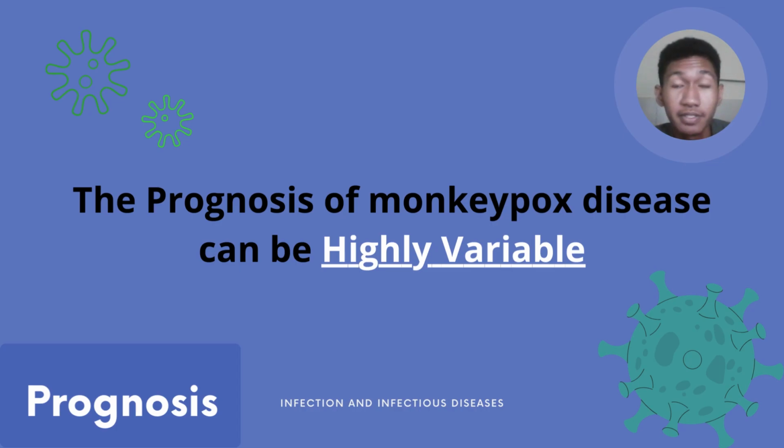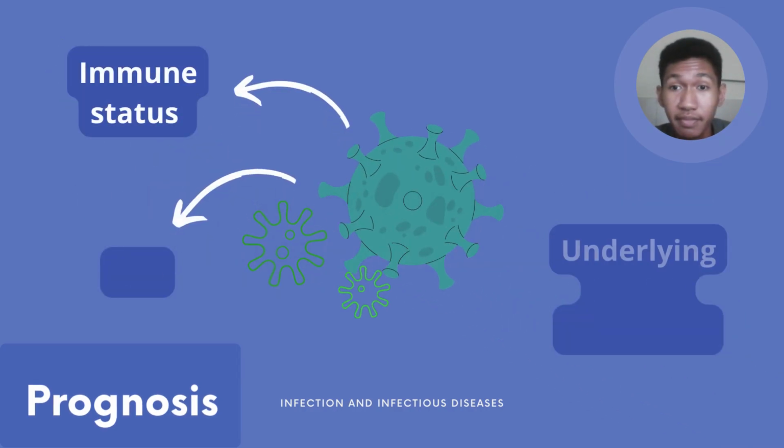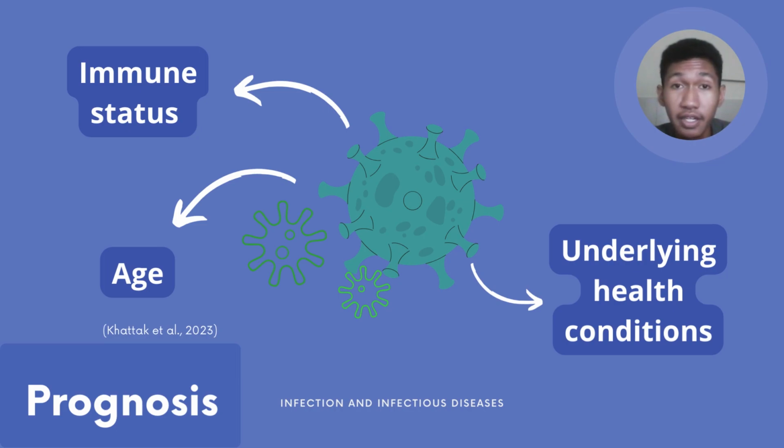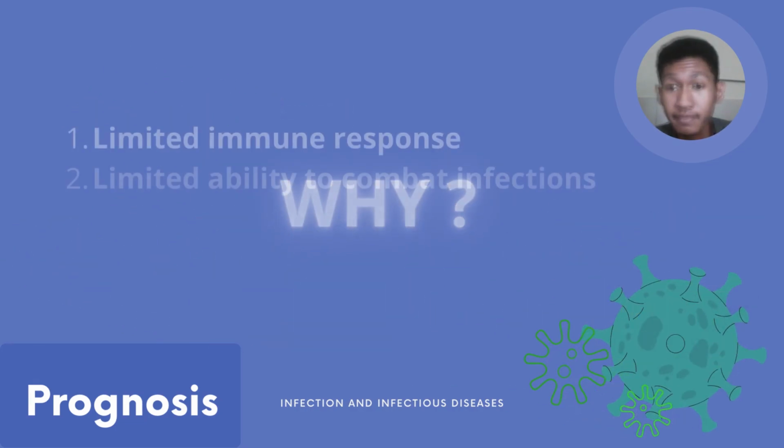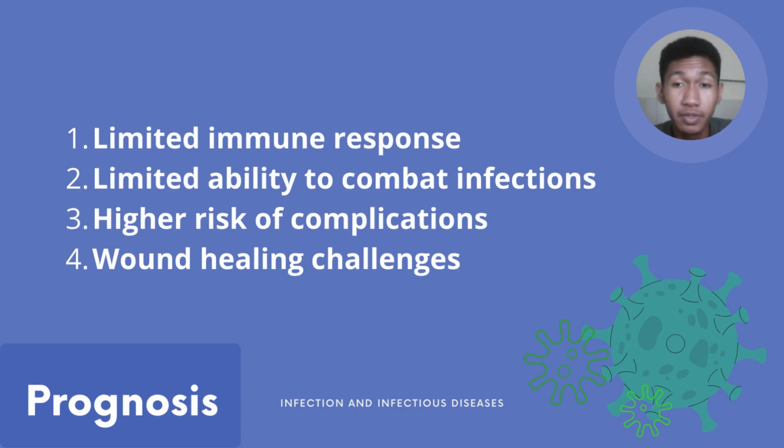The prognosis of monkeypox disease can be highly variable because there are several factors that differentiate the prognosis. These include underlying health condition and immune status. People with problems with immune status, such as immunocompromised individuals, like people with HIV/AIDS, lymphoma, or leukemia, are at higher risk of facing severe forms of monkeypox. Why? Because immunocompromised individuals have a limited immune response, limited ability to combat infections, high risk of complications, and may not heal.